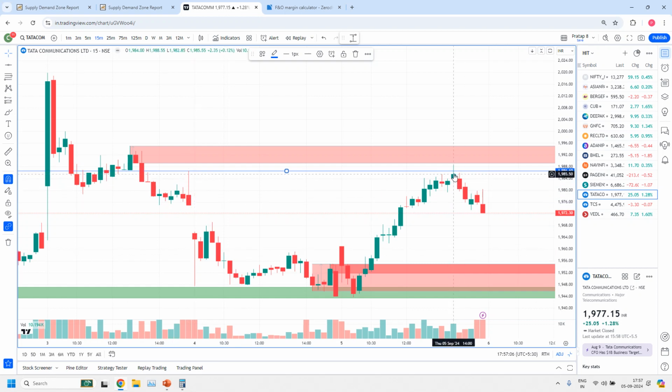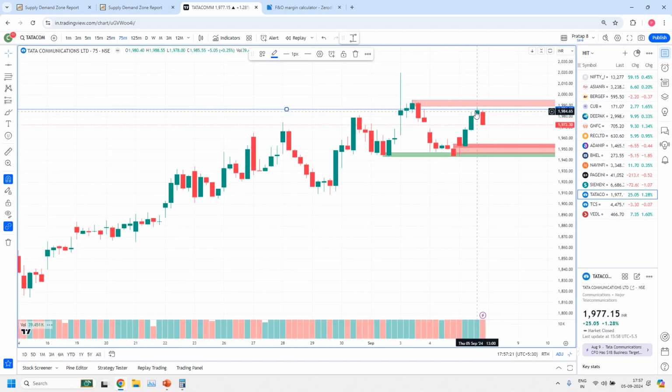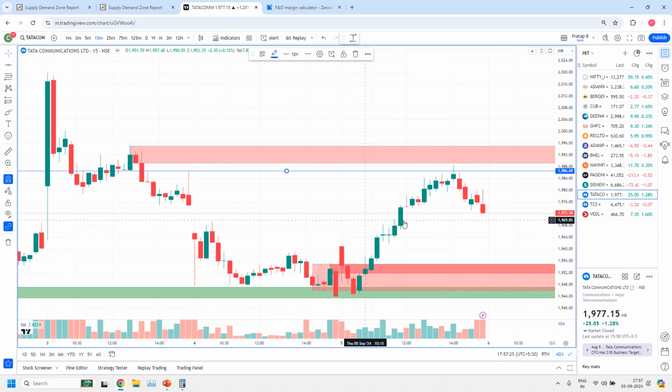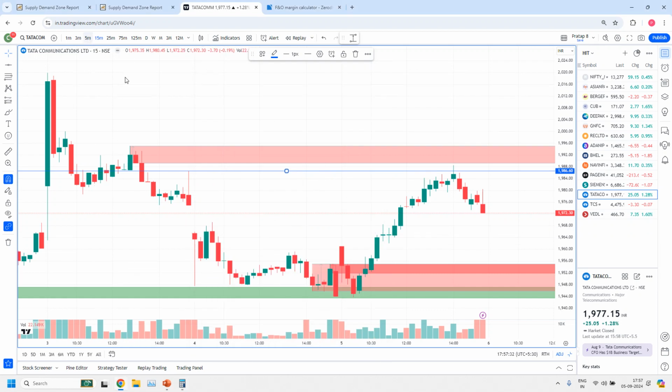See, today also see what happened. Prices went a little above the previous high and again there was a strong rejection going down. If you look into a 25 minute time frame, you will see a rejection here. Or 75 minutes, do we have? Yeah, it came down. So that's why this is the target. 1986.60 is the target. What is the entry in the 5 minute zone?